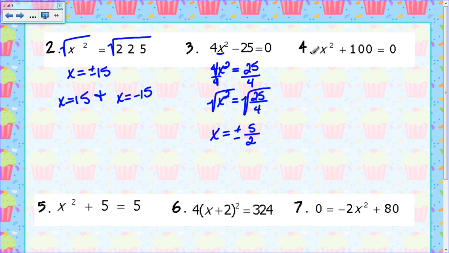So let's do number 4. We want to get the x squared by itself, so we're going to subtract 100. So I end up with x squared is equal to negative 100. And then we're going to take the square root of both sides.